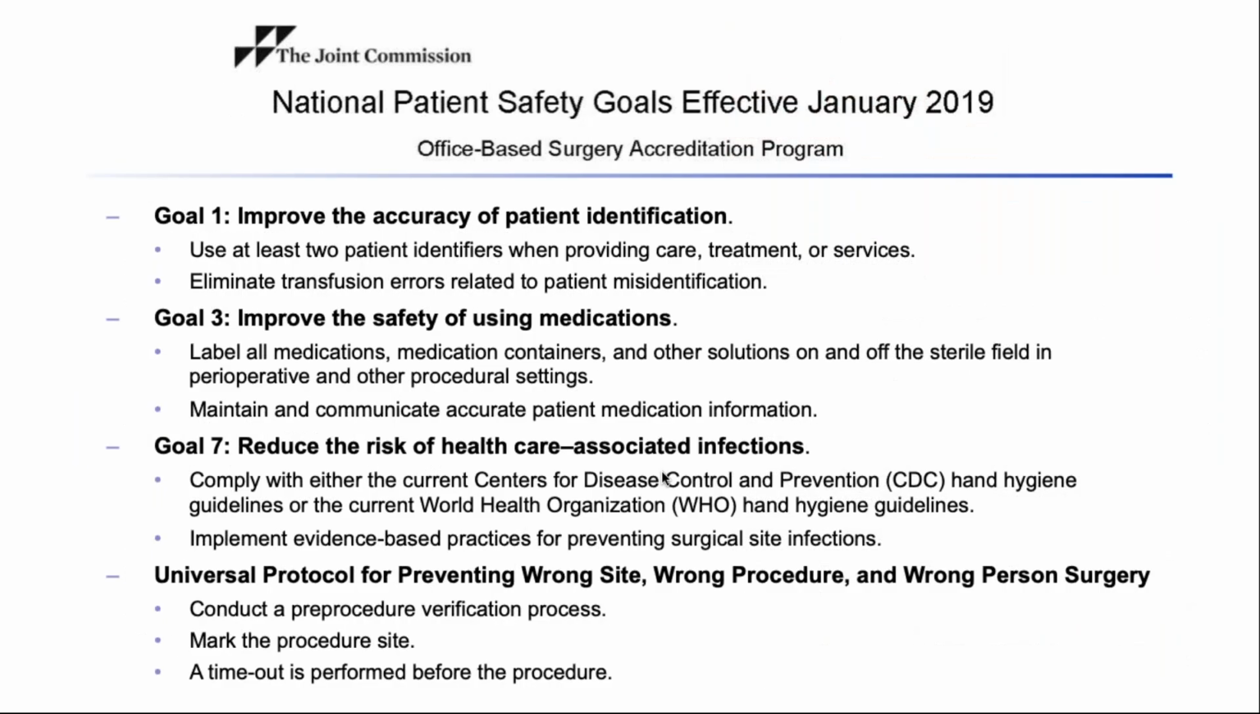In addition, the Joint Commission in 2019 released the Office-Based Surgery National Patient Safety Goals. And basically, there were 4 areas that were highlighted. Number 1, to improve the accuracy of patient identification. 2, to improve the safety of using medications. 3, to reduce the risk of healthcare-associated infections. And 4, a universal protocol to prevent wrong site, wrong procedure, wrong patient.